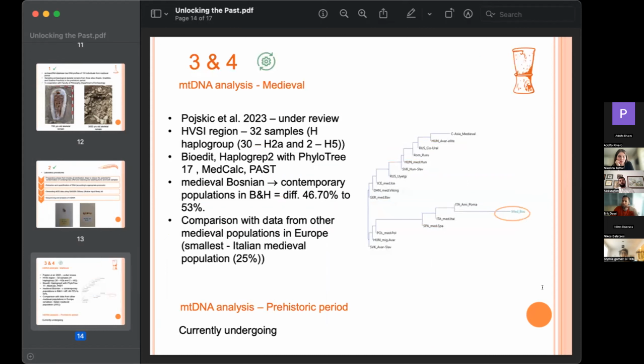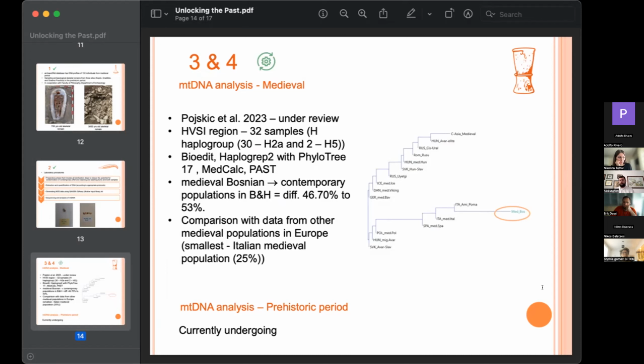Third and fourth phases are currently undergoing. In regards to the mitochondrial DNA analysis of medieval period, we currently have 1 paper under review where we basically sequenced HVS1 region from 32 samples. And interestingly, all 32 samples had H haplogroup, 30 of them had H2A, and 2 had H5.